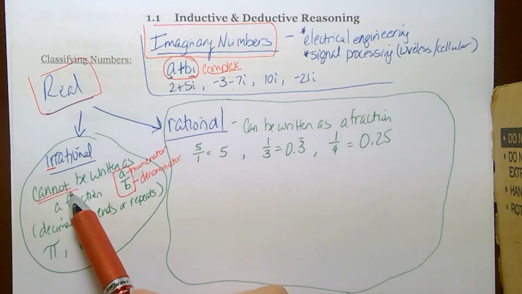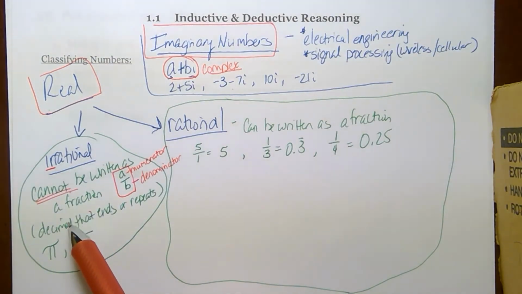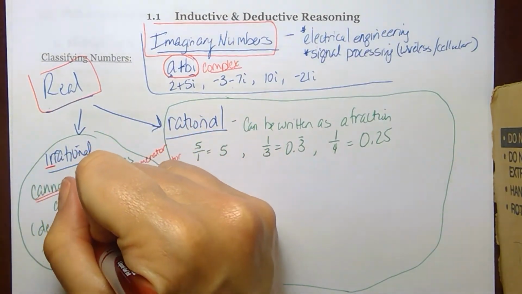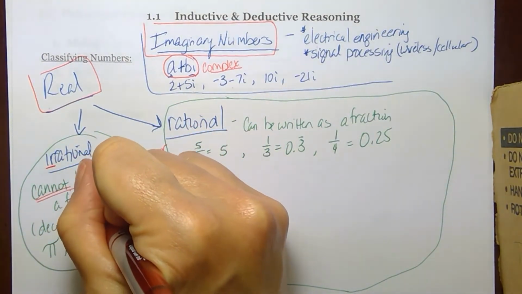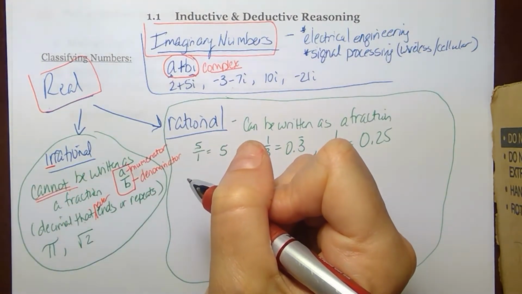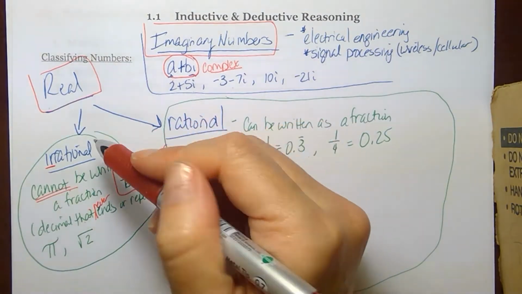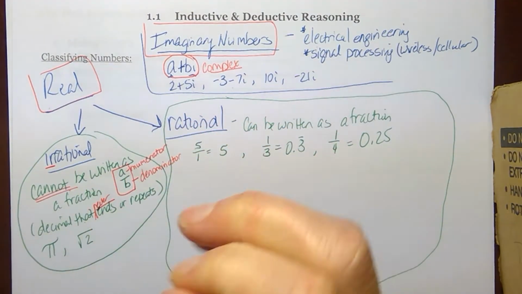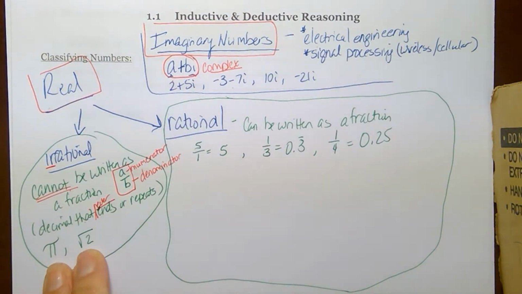If it can't be written as a fraction, that means that if I put it in decimal form, the decimal is going to never end or repeat. An irrational number has a decimal that never ends or repeats. Examples of an irrational number. I've got pi. You're probably familiar with that irrational symbol pi.